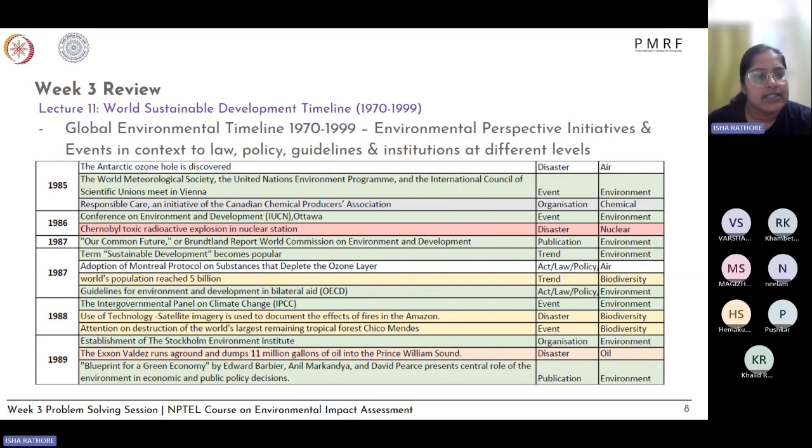Then 1987, we also had the adoption of the Montreal Protocol on substances which deplete the ozone layer. So we are in the era where the ozone layer is the biggest environmental problem. We also had the world population reaching 5 billion. We also had the Guidelines for Environment and Development in Bilateral Aid, OECD.